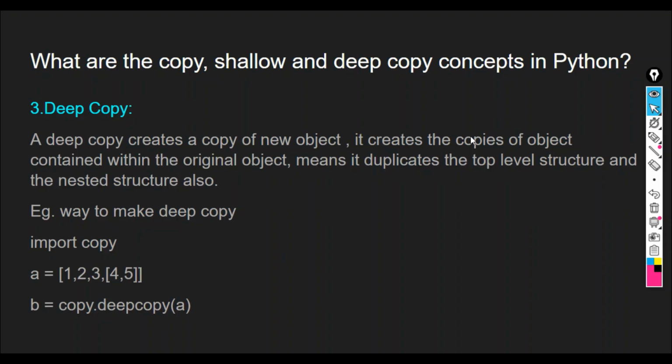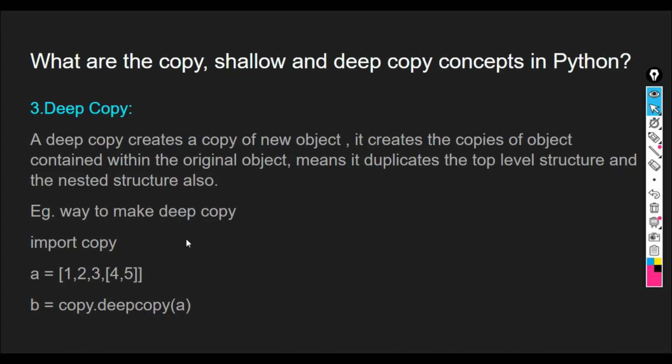Next point is deep copy. We have seen simple copy and shallow copy, and we know the problems with them. Now we are going to see deep copy. A deep copy creates a copy of the new object. It creates copies of the objects contained within the original object, meaning it duplicates the top level structure and the nested structure also, right?